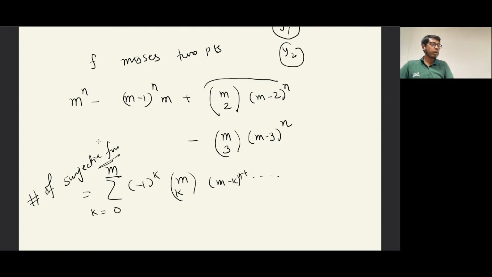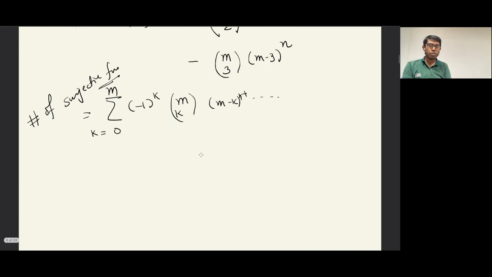Is it clear to everyone how to count the number of surjective functions via the exclusion and inclusion principle? This is a much cleaner and easier way to count. To summarize what we did: first count all the functions, then count those that miss 1 point. But by counting missing 1 point, we have counted functions that miss more than 1 point more than once. So we have to add those, but again we miscounted some other things, so we have to subtract. This is called the exclusion and inclusion principle.